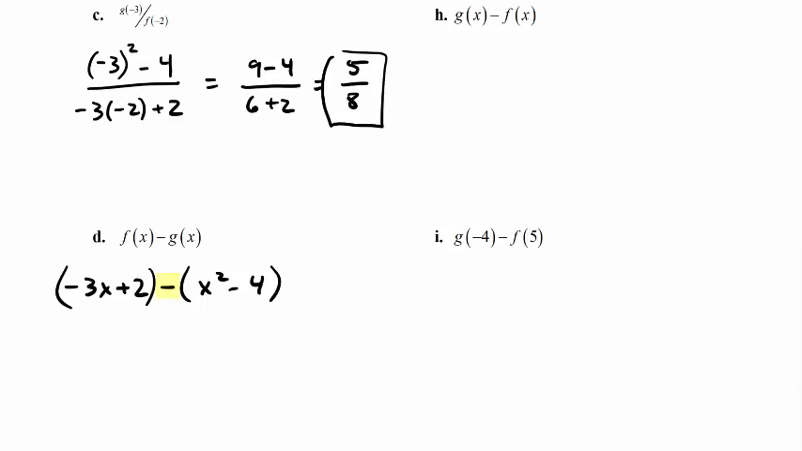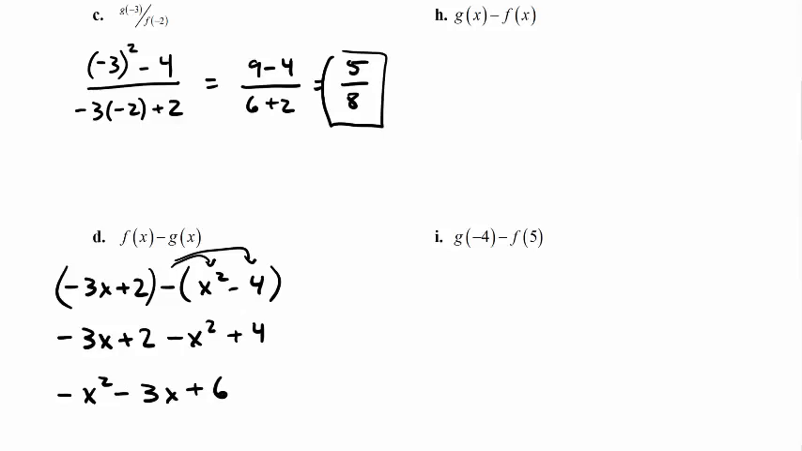If you remember, this negative here has to get distributed into both terms. So we have negative 3x plus 2 minus x squared plus 4. I'm going to write the negative x squared first because that's the highest degree term, then the negative 3x, and then combine the 2 and the 4 to get 6.